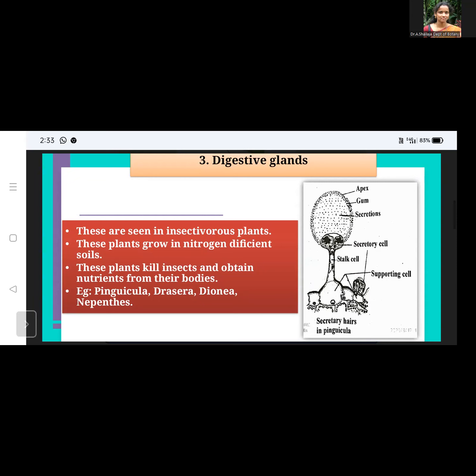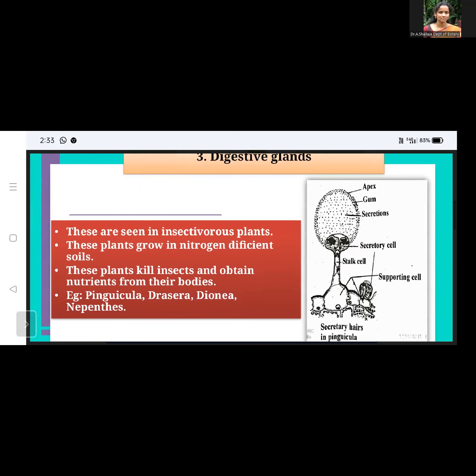See here. In the Pinguicula, that special type of digestive glands appear. These secretions have come out from the secretory cell. This is the stalk cell, one of the supporting cells. In the structure, we can observe the supporting cell and the stalk. The secretory cell is present on the stalk cell. This gum-like secretion is from the secretory cell. This is the digestive gland. We can observe it in Pinguicula and Drosera, these are insectivorous plants.